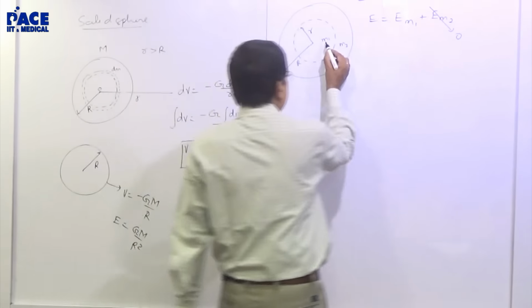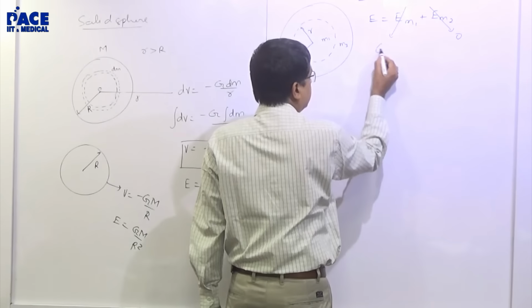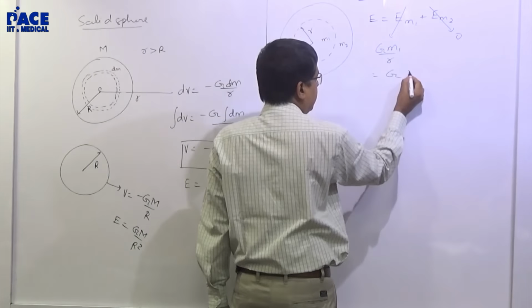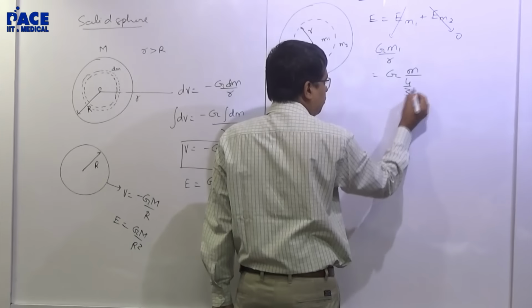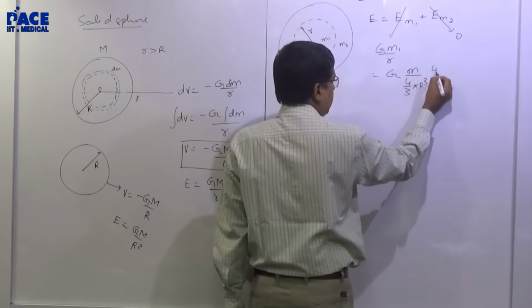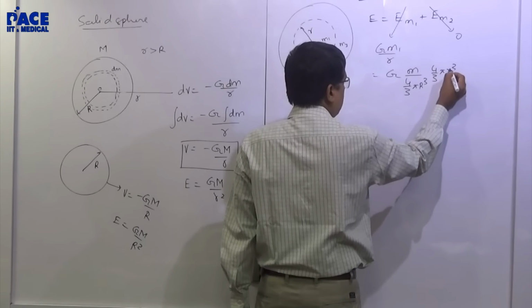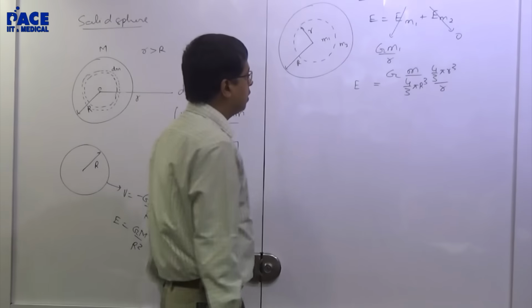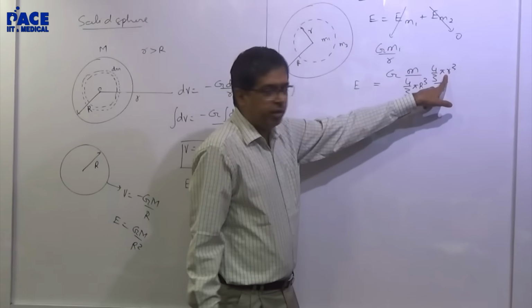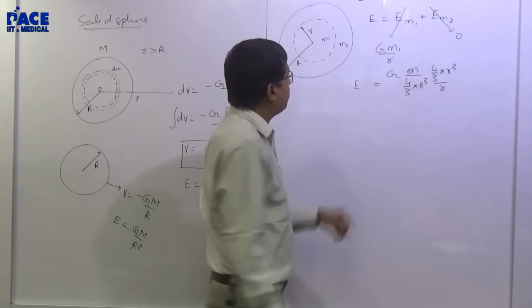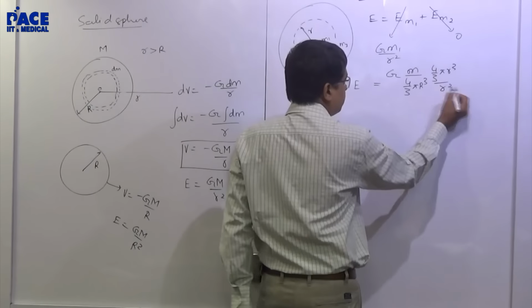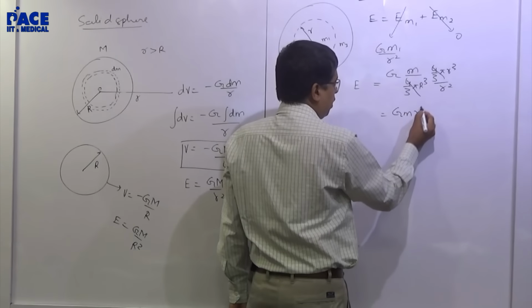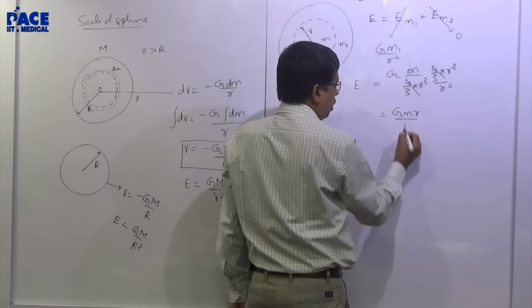Now field because of M1 I will have to calculate: G M1 by small r square. G, mass per unit volume, 4 by 3 pi small r cube, upon r square. M1 is mass per unit volume into volume. This r I kept as it is. Sorry, this is r square. So it is G M r upon capital R cube.